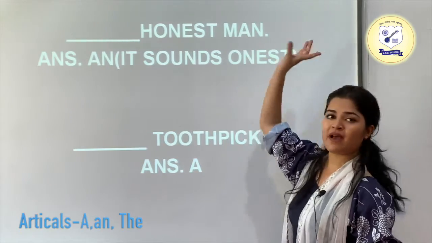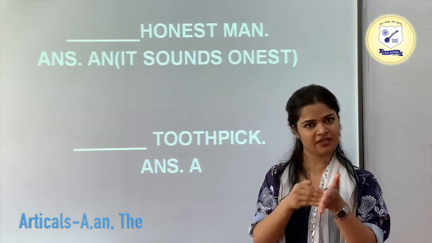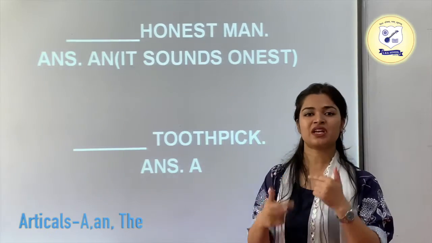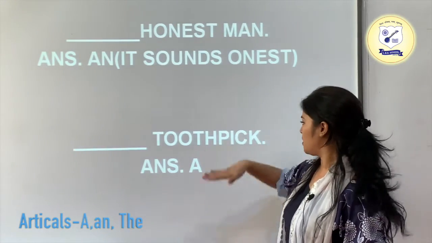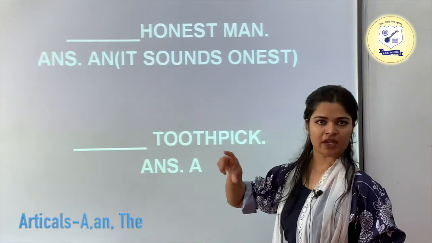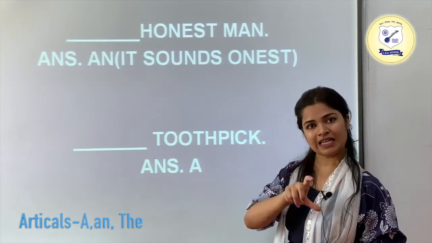An honest man. You can see that I am pronouncing it as "honest," even though it begins with a consonant, but I am pronouncing it with a vowel sound, so this should be "an honest man." This is a toothpick. T is a consonant, and we are beginning it with a consonant sound, so it should be "a toothpick."